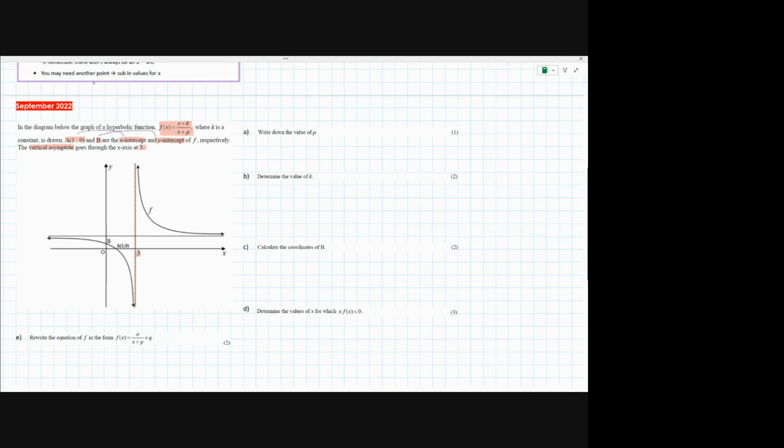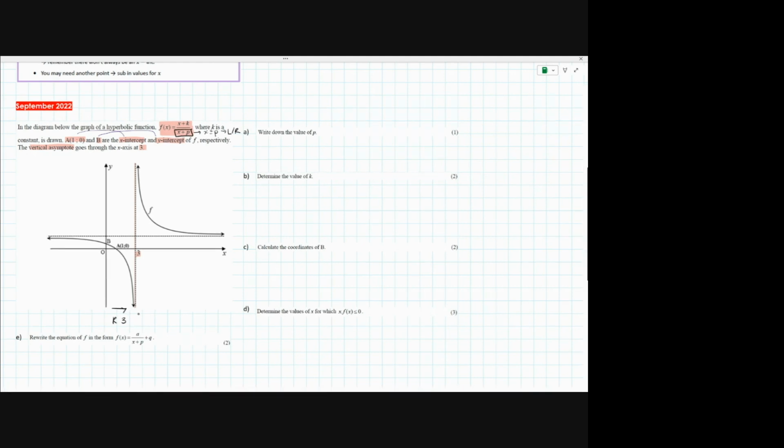The first question says, write down the value of p. Now we go back to the equation. p is in the denominator, and remember this expression of x plus or minus p represents a shift left or right. So ask yourself, what has happened to this graph? Well, this graph has shifted to the right 3 units. That expression must represent that shift left or right.